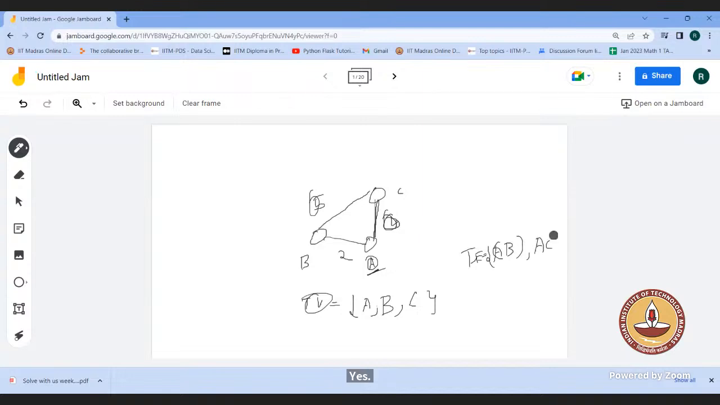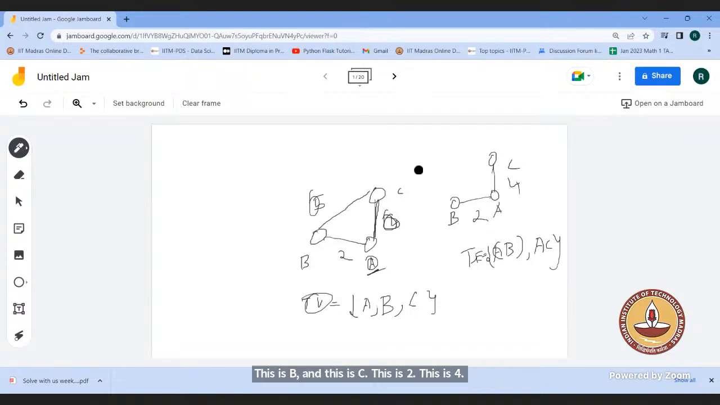So you got it? Yes. So this will be the minimum cost spanning tree of this graph. This is A, this is B, and this is C, this is 2, this is 4. So what is the cost of the spanning tree? 6. So only this is the minimum cost spanning tree of this graph.